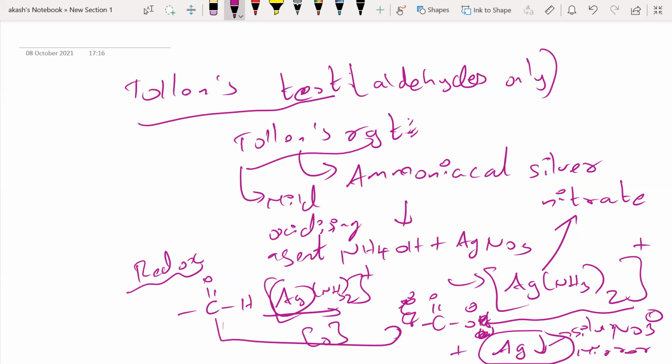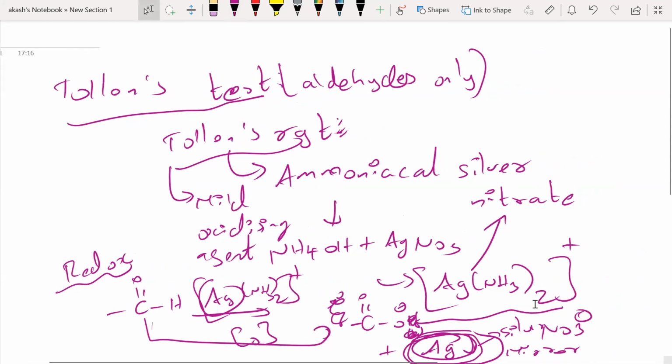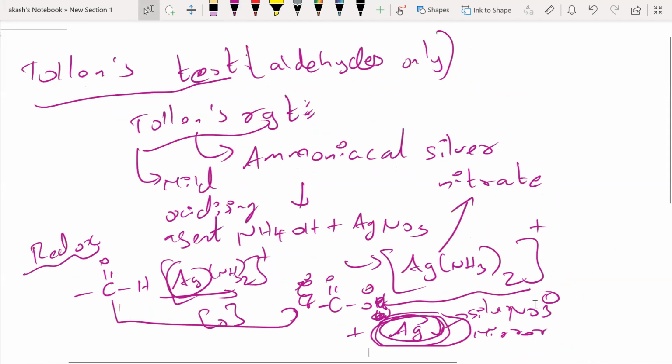The moment you add Tollens reagent to a compound containing an aldehyde, you will see this silver mirror formed, and that confirms the presence of an aldehyde, or aldehyde only, obviously not ketone. This is my Tollens test and Tollens reagent, very, very important, at least not in this chapter, but in the aldehydes, ketones, carboxylic acid chapter, it is very, very important.